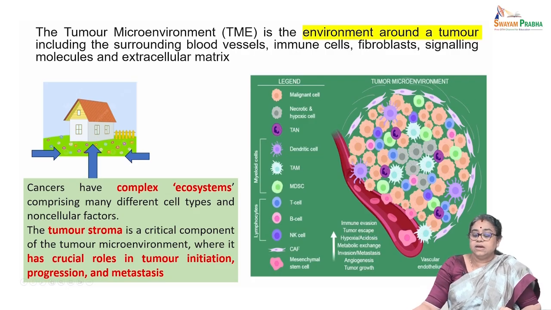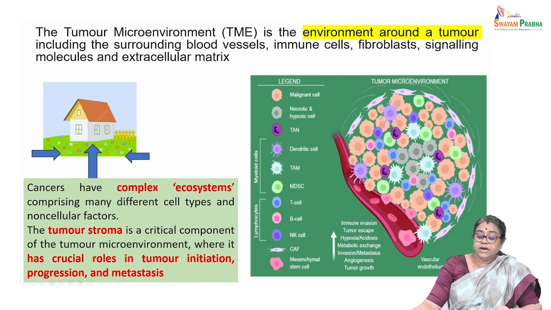Now, take a look at the tumor microenvironment shown here. The orange cells here are the malignant cells. The gray ones that I am showing you are the necrotic and hypoxic cells. And then you have the tumor-associated neutrophils, the dendritic cells, the tumor-associated macrophages, the myeloid-derived stromal cells. These three, the dendritic cells, the tumor-associated macrophages, and the myeloid-derived stromal cells, come under the category of myeloid cells. And then you also have lymphoid cells, the lymphocytes, that is the T lymphocyte, the B lymphocyte, the NK cells, they all come under the category of lymphocytes.